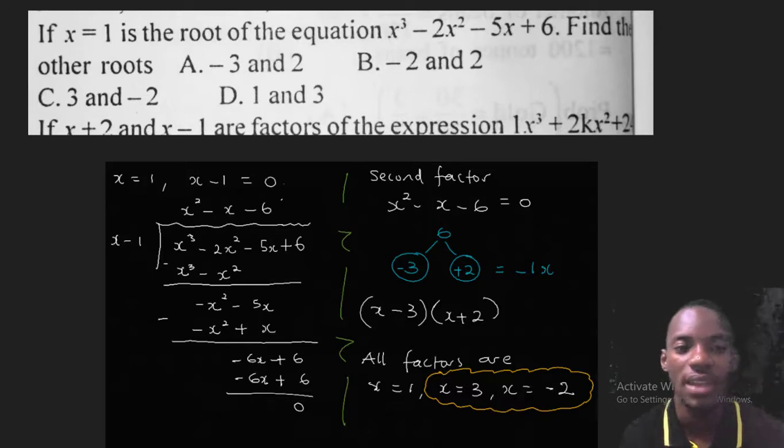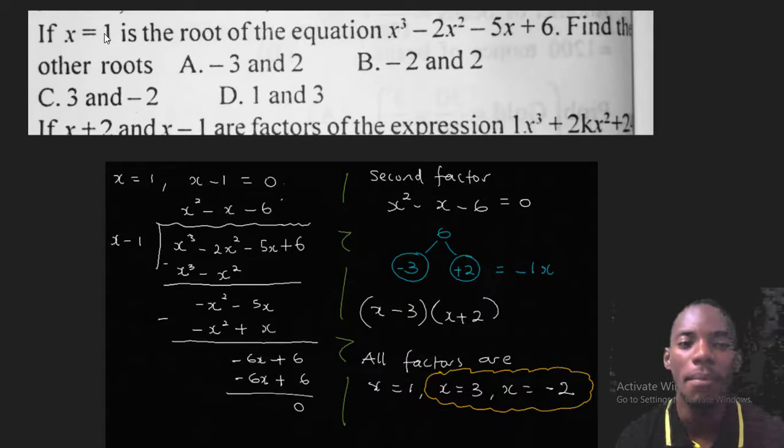Next one is actually, you have if s equals 1 is the root of the equation 3s squared minus 2s squared minus 5s plus 6, find the other root. Now you have s equals 1. The first thing to do is to make it into an expression, not an equation. So from 1 it will become minus 1. That will become s minus 1, and that's it.